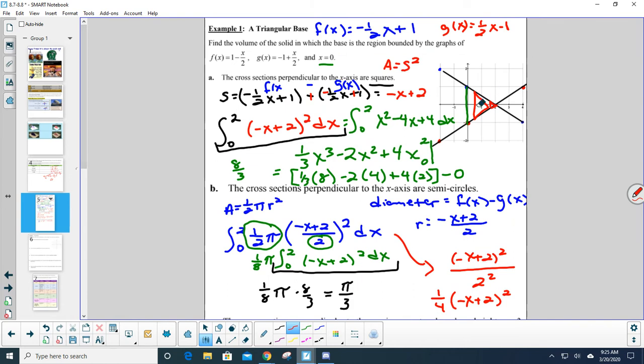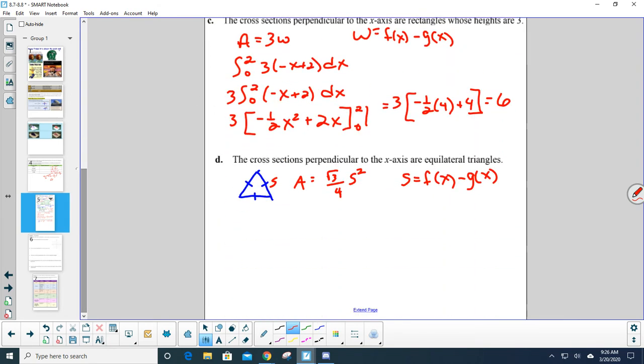So again, we know our side is f of x minus g of x, because all of the sides on this triangle are the same length. So f of x minus g of x is negative x plus 2. And again, our bounds are still 0 to 2. I'm going to take the radical 3/4 and put it on the outside. It's a constant, so the integral is not going to change it. And I'm going to have negative x plus 2 quantity squared dx. You're going to find a lot of times on these, that's all the farther they want you to go. They don't actually want you to work it out. They'll just say, develop an integral that will help you find the volume of the cross section. But ours did not.